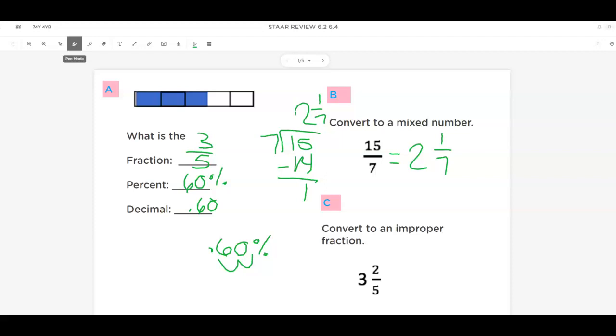All right. Remember, fractions are division problems. Say this with me. Fractions are division problems. So usually whenever you have to do something with converting a fraction, you're going to divide.